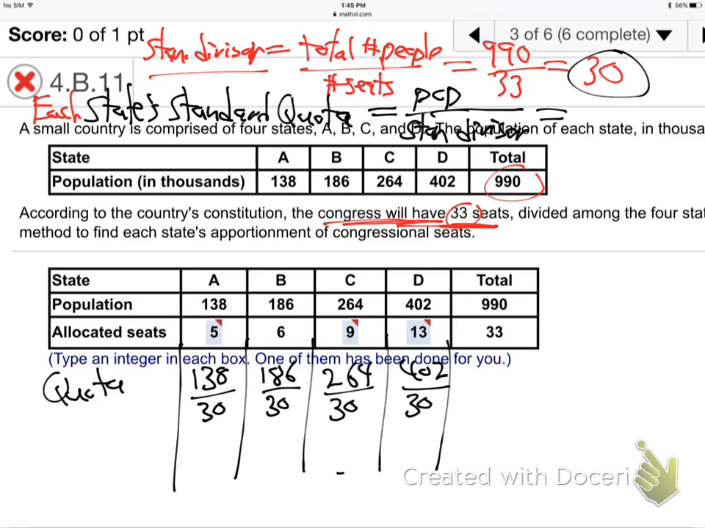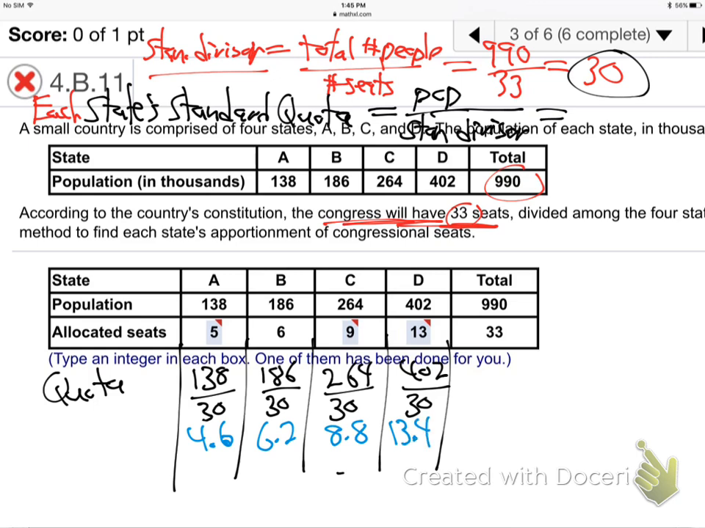Okay, so what do we get? So 138 divided by 30, I get 4.6. 186 divided by 30, 6.2. And 264 divided by 30, 8.8. And 402 divided by 30, and we got 13.4.